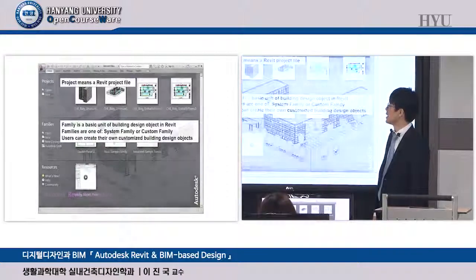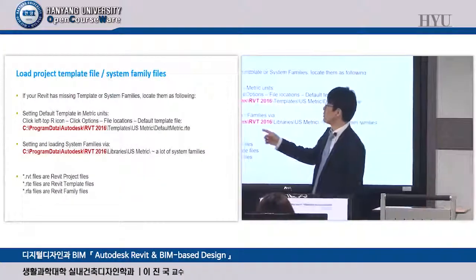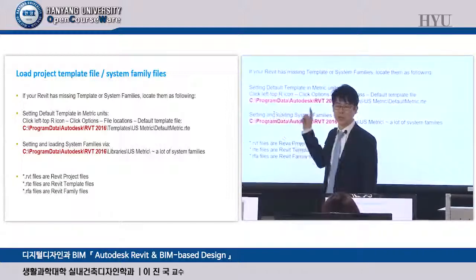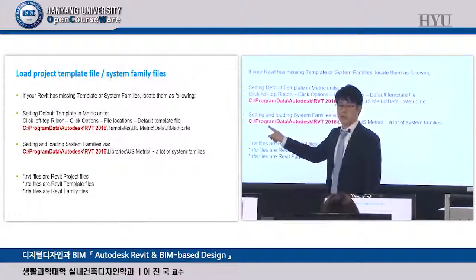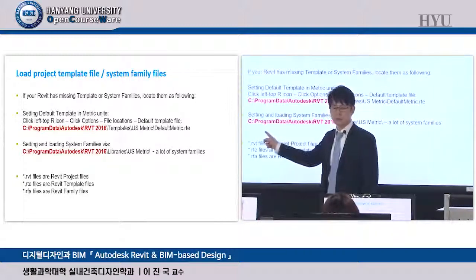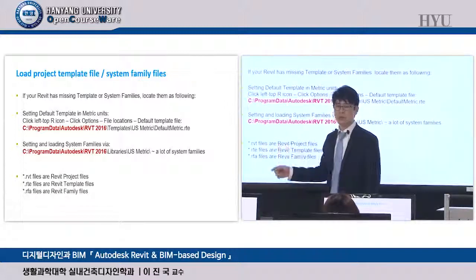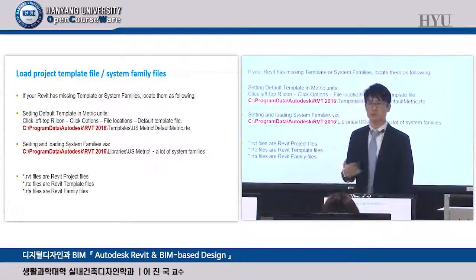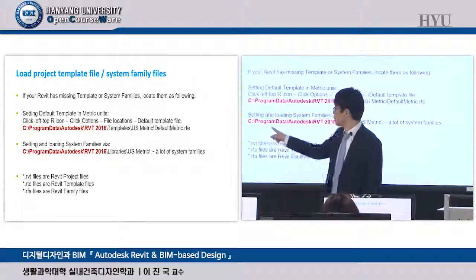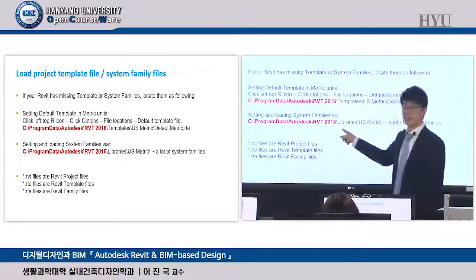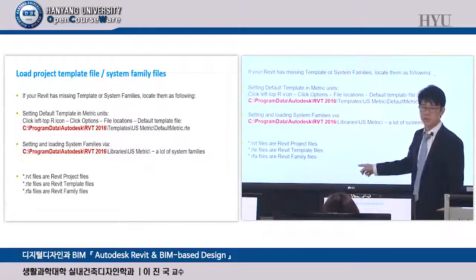These are the interface we reviewed before. One thing you need to remember is the location of the template or library. On the C drive, there is ProgramData. This is usually a hidden folder, so you have to unhide hidden folders in your folder options if your computer doesn't list the ProgramData folder. Under ProgramData, there is Autodesk and Revit 2016. Under this folder, you can find the template, library, and so on.